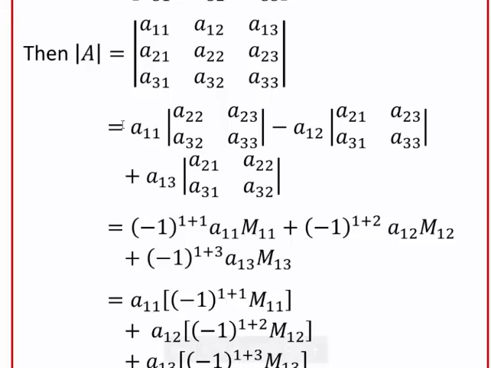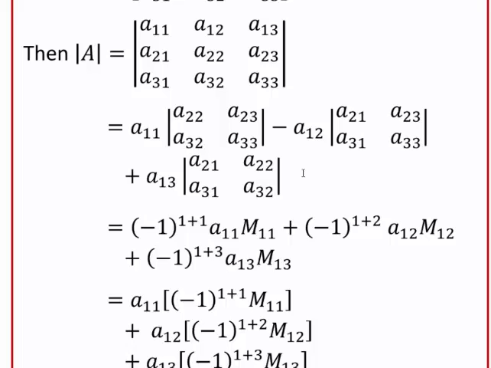Then A11, and by deleting the first row and first column, take the determinant of that submatrix. Here also A12, by deleting the first row and second column, take the determinant of that submatrix. A13, by deleting the first row and third column, take the determinant. For the fourth, by deleting the first row and last column, the fourth column, take the determinant of that submatrix.